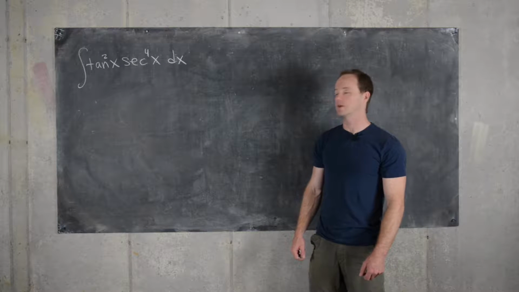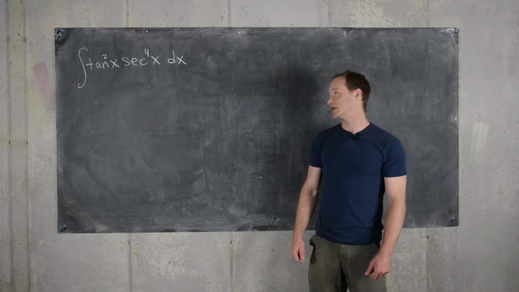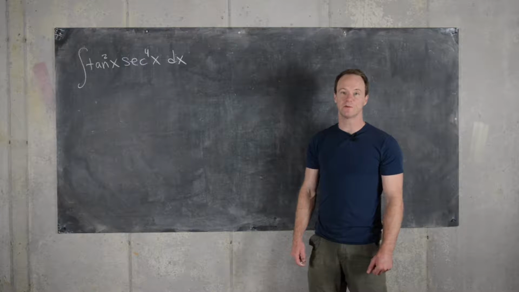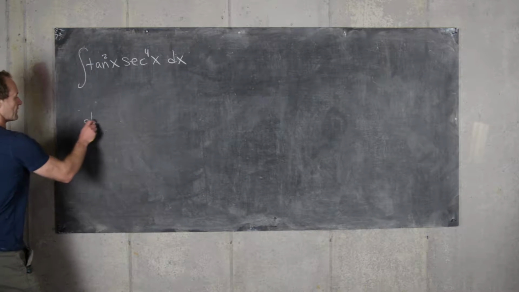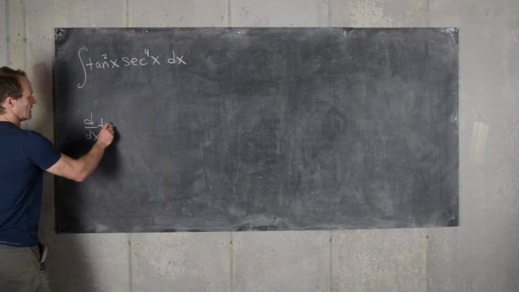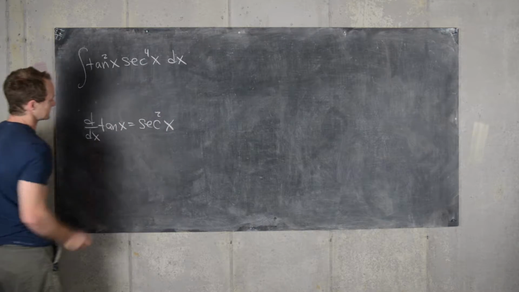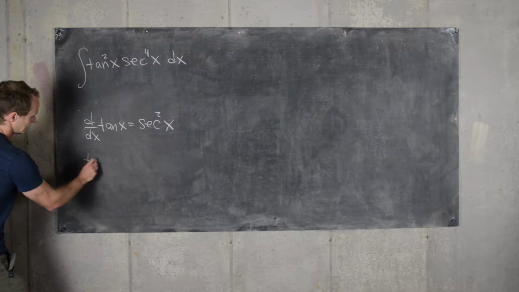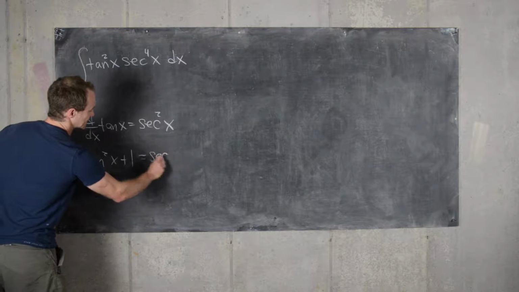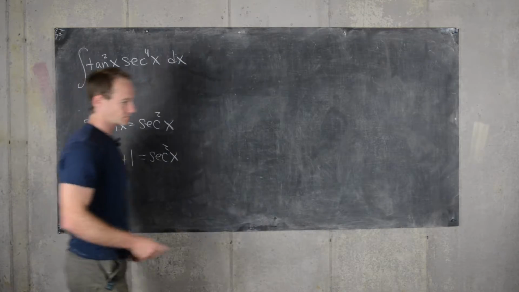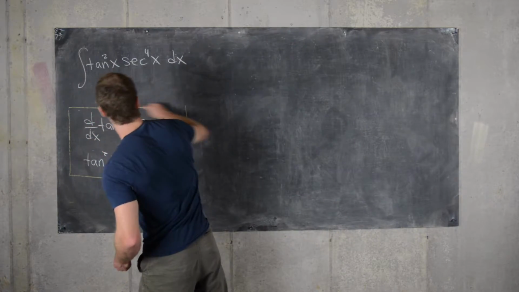Okay, here's an integral that can be evaluated using the properties of trig functions. So we need two things. We need to know the derivative of tangent, and we need to know a certain trig identity. So if we'll recall, the derivative of tangent is secant squared x, and then we also know that tangent squared x plus 1 equals secant squared x. So that should provide some motivation for a substitution.